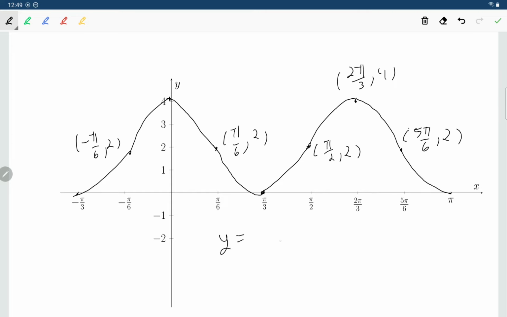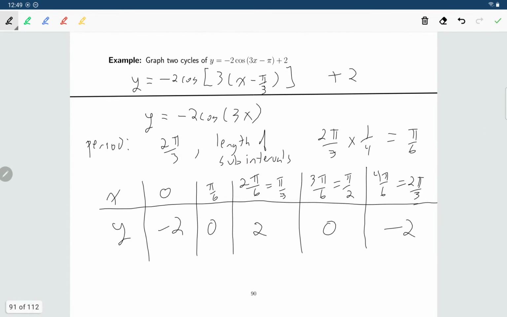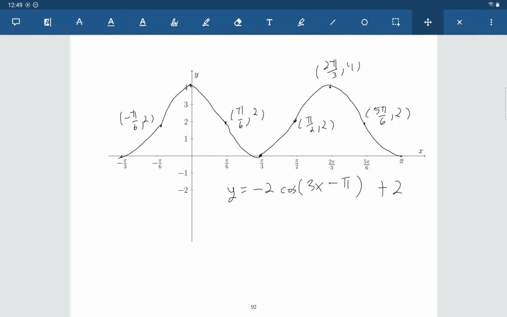This was the function y equals -2 cosine of 3x plus 2. I might not be remembering this correctly. Let's read this correctly. No, it was negative 2 cos 3x minus pi. I knew there was a mistake somewhere. 3x minus pi. There we go. Plus 2. That's the correct function. So there we go. We've got our graph labeled with all the important points labeled, and we are finished.